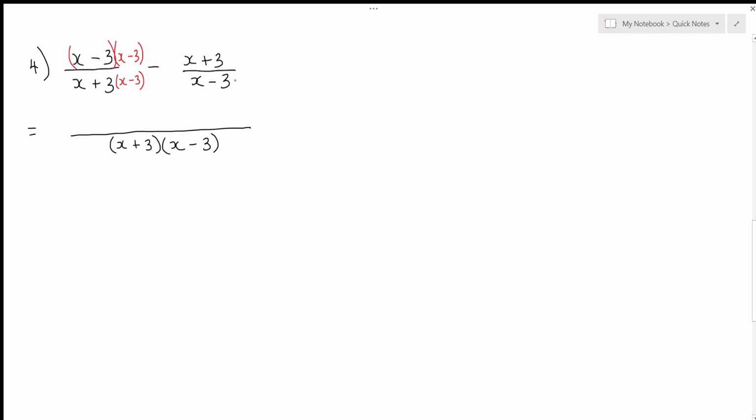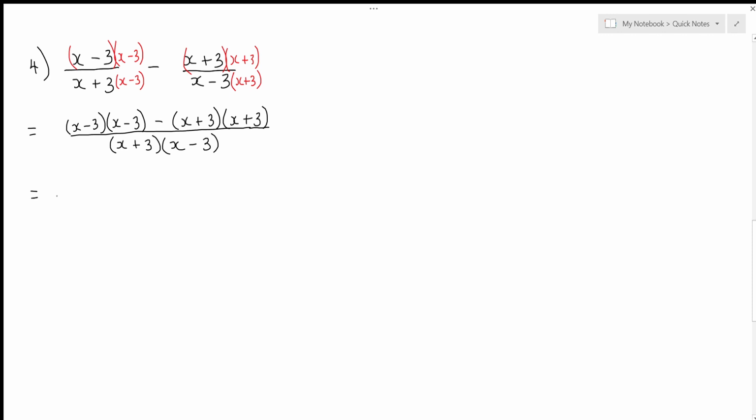Then we look at x minus 3 here. We need to multiply it by x plus 3. So therefore we need to multiply our numerator by x plus 3. So let's do that. So here we're going to have x minus 3 times x minus 3 minus x plus 3 times x plus 3.